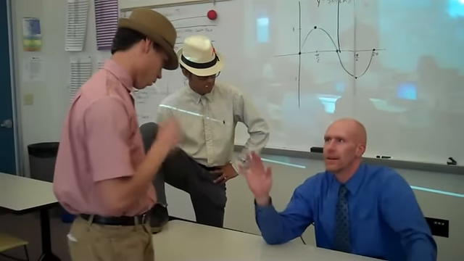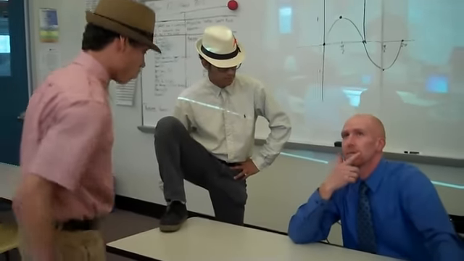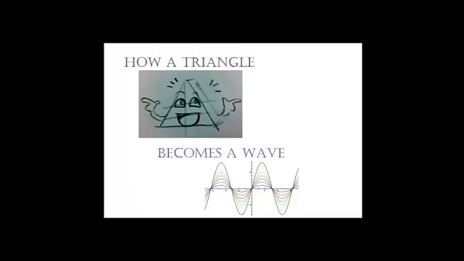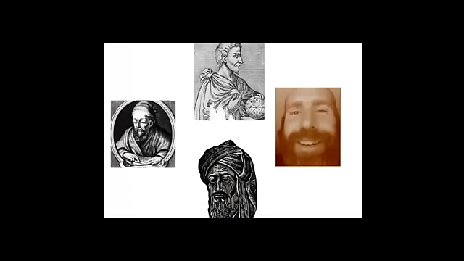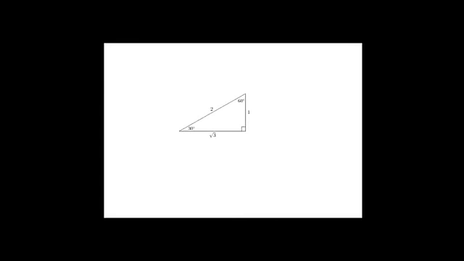Okay. It's like this, officers. You see, it's all very simple, Detective. Thousands of years ago, mathematicians realized that for any angle in a right triangle, the ratio of the opposite side to the hypotenuse remained the same regardless of the size of the triangle. They called this ratio the sine.